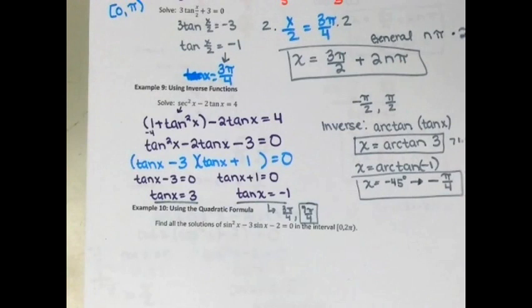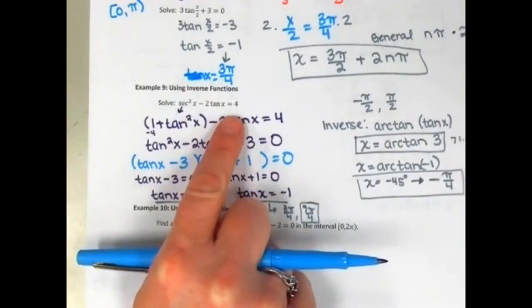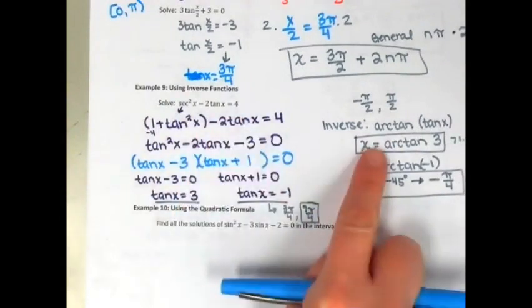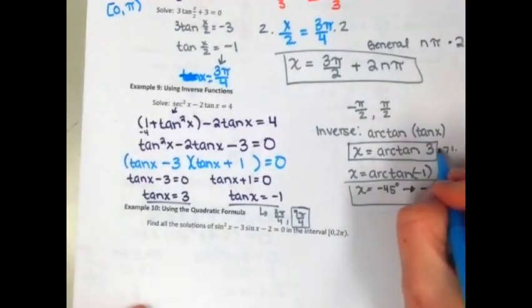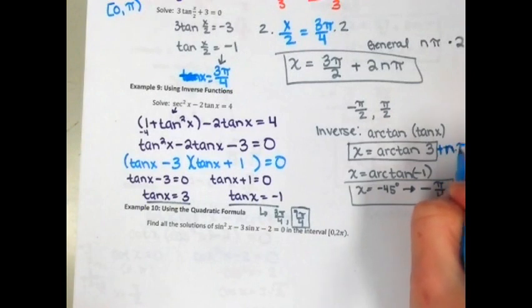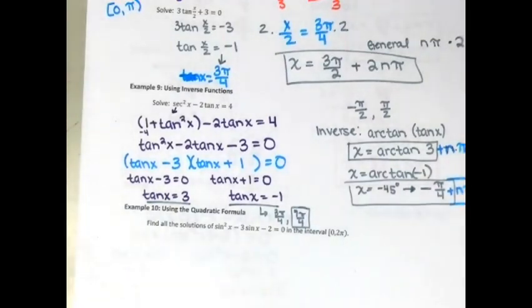Now, real quick, when I'm looking at this, it's going to tell you to use inverse functions in the note, whichever ones they want. Now, one thing I want to look at: does it tell me what interval I actually want it to be in between? No, so I still need to do my general form. So what am I going to add to both of these? N times pi. And why is it n times pi and not 2n pi? Because it's tangent.